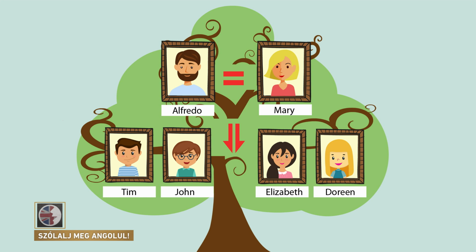Doreen is Alfredo's daughter. She is his daughter. Elizabeth and Doreen are Alfredo's daughters. They are his daughters. Tim is Mary's son. He is her son. John is Mary's son. He is her son. Tim and John are Mary's sons.